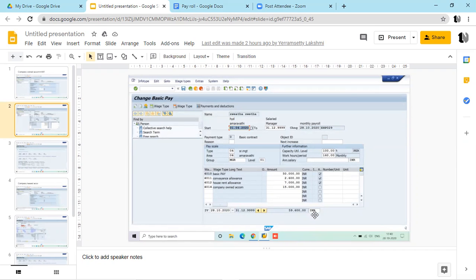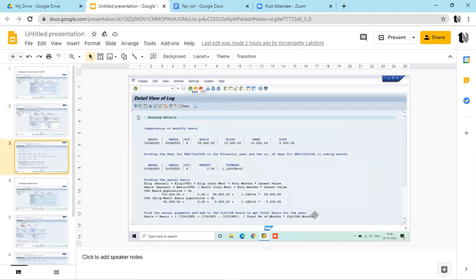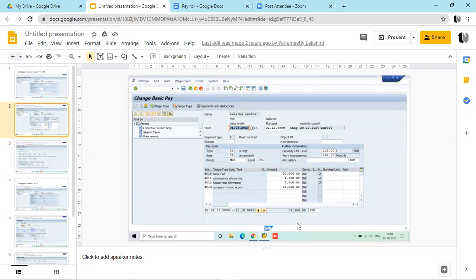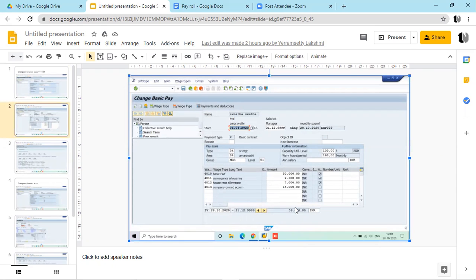Great. This is the third slide you have maintained. So these are the calculations you are having, and the difference. Can you explain why that difference is coming? Yes, sir. I can explain. See here: basic pay, conveyance, HRA. The total amount is 59,600.